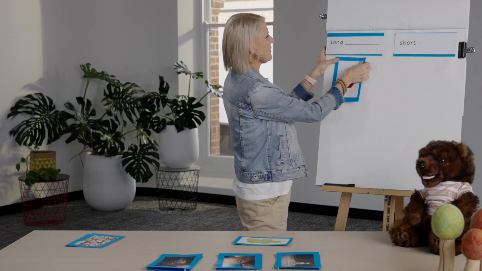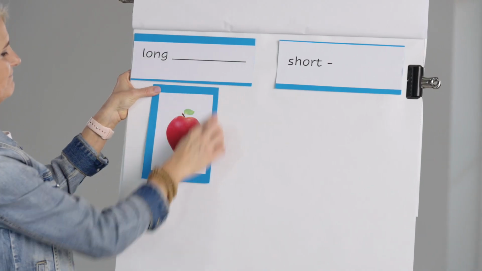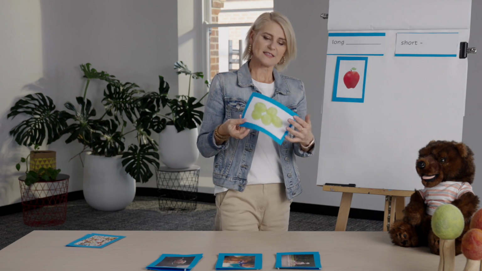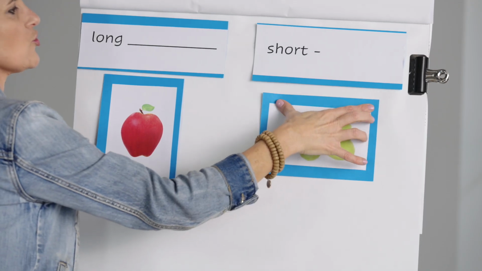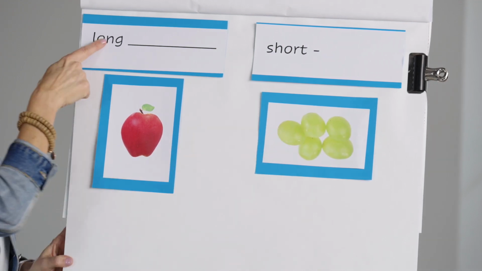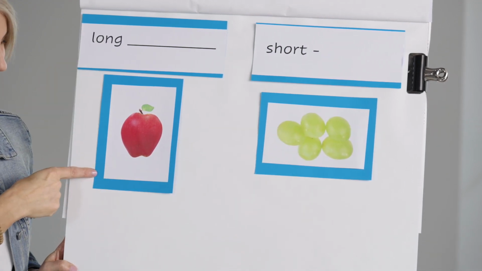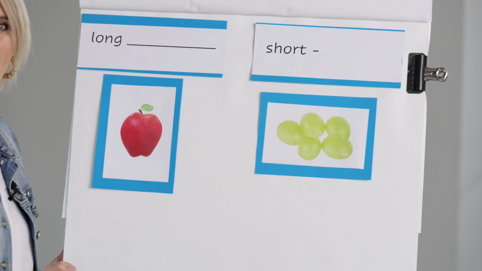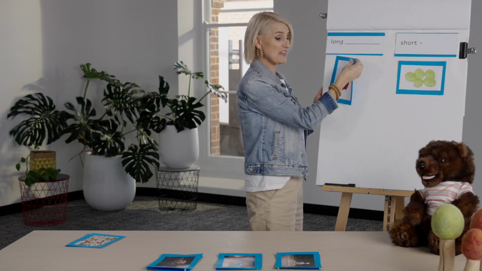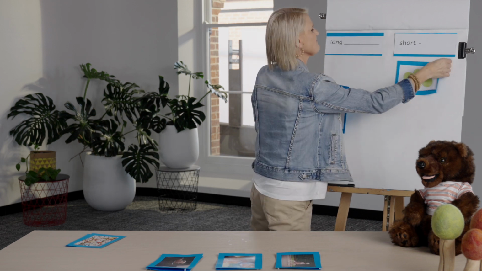I'm going to put that one up here. And I'm going to put the grapes in the category the short duration. Long duration, the apple. Short duration, the grapes. Are you ready for another pair to compare?